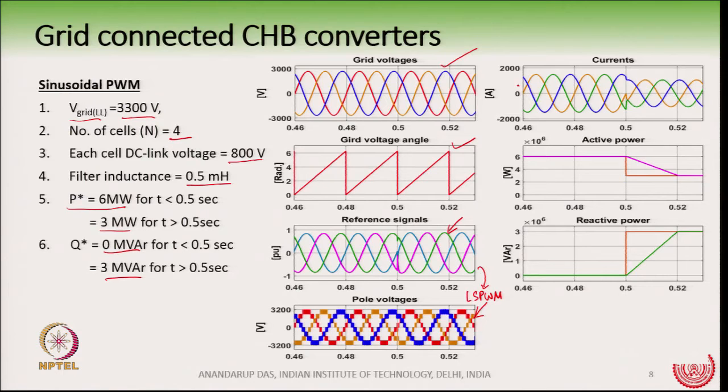And then we have the currents, the grid currents flowing here, these are the grid currents, and the active and reactive power are following what we have given as the command. Commanded active and reactive power are being followed. So, this is how the CHB converter looks.